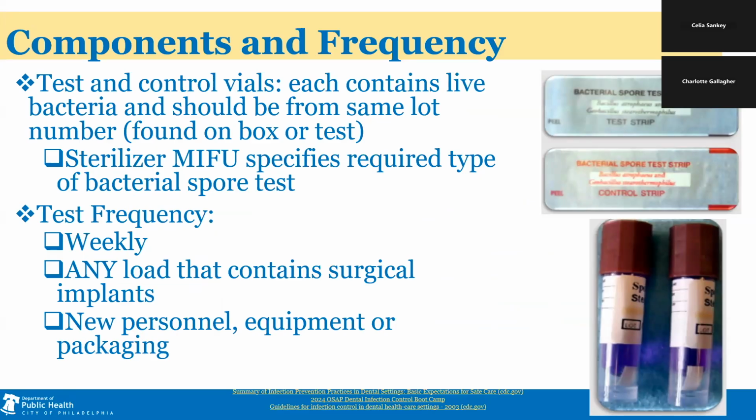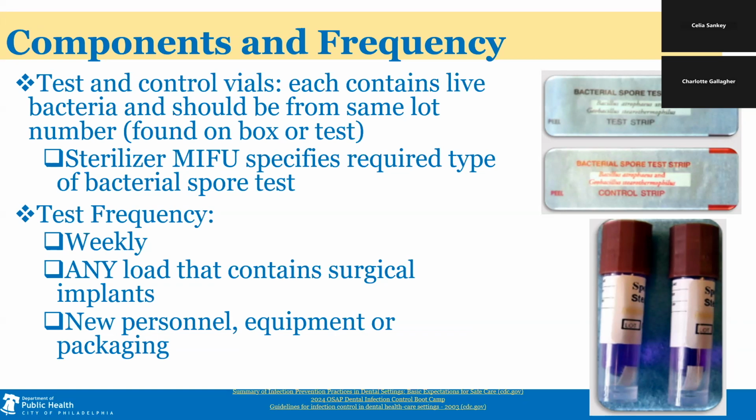Let's talk more about components and frequency of the vial or strip tests. Both vials or strips contain a live, difficult-to-kill bacteria that thrives in high heat temperatures. Regardless of which spore test your equipment manufacturer calls for, there is always one test strip and one control strip. The spore test should always be taken from the same lot number found on the same test box.